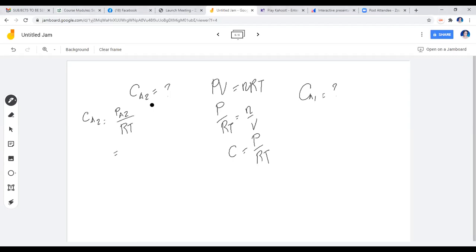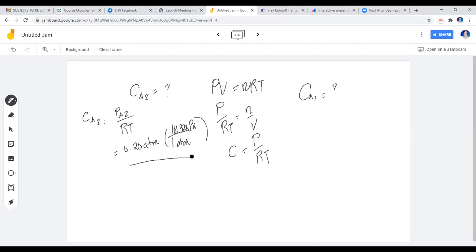For CA2, I will use the partial pressure of helium at that point and divide it by RT. Your partial pressure for helium at point 2, as stated in the problem, is 0.2 atm. We cannot use the raw data because the unit is in atm, so we need to convert atm to Pascal to have it in SI. 1 atm is 101,325 Pascal. Okay? And we divide it.